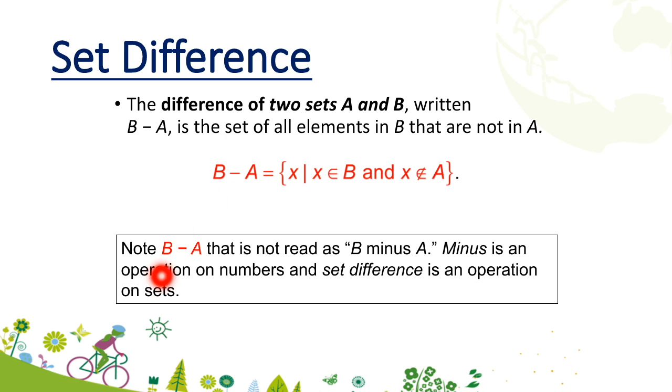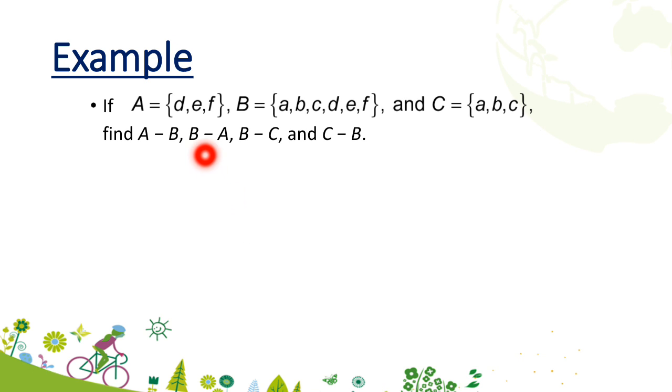Students, this B difference A is not read as B minus A, because minus is an operation on numbers and set difference is an operation on sets. For difference, students, you will have to write all the elements that are present in set B but not in set A. Okay, here is an example. Set A is {D, E, F}, set B is {A, B, C, D, E, F}, set C is {A, B, C}. First, students, you need to find A difference B. A difference B means that you need to write all those elements that are present in A but not in B.